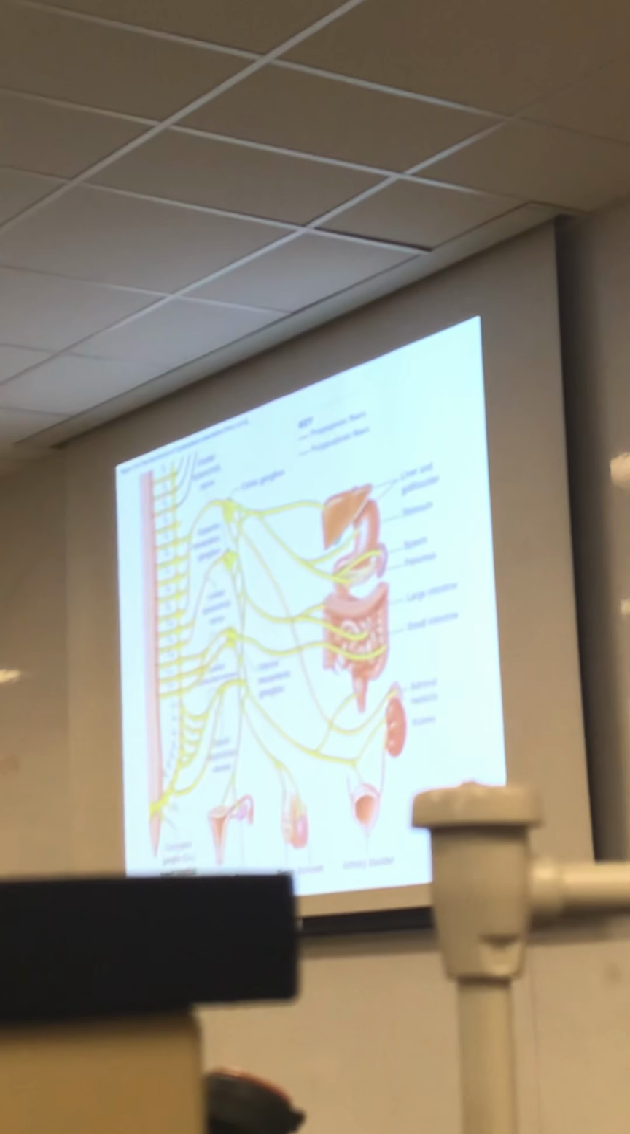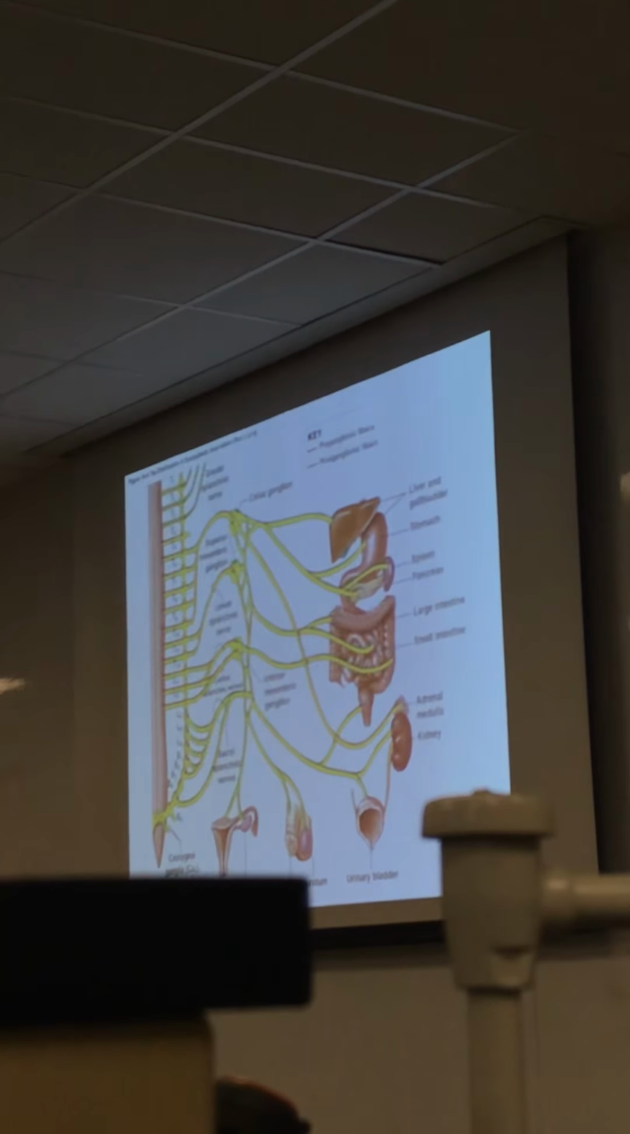So they are the greater splanchnic nerve, lesser splanchnic nerve, and lumbar splanchnic nerve. The sacral splanchnic nerve does not go into any ganglia; it goes out directly into the different organs. So let's look at the superior mesenteric ganglion, the celiac ganglion, and the inferior mesenteric ganglion.